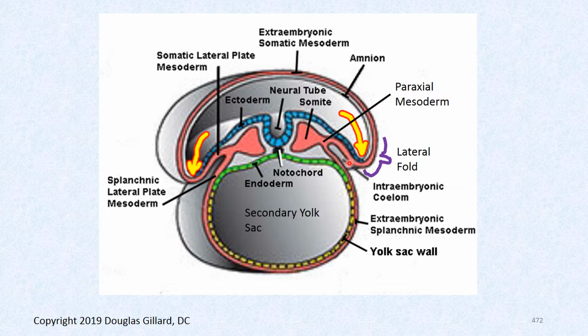And then the lateral plate mesoderm has already split into its two components. This piece would be the somatic or parietal lateral plate mesoderm, and this piece would be the splanchnic or visceral lateral plate mesoderm, and these both morph into extraembryonic mesoderm, specifically extraembryonic splanchnic mesoderm, and right here is extraembryonic somatic mesoderm. Everybody good with that? We got our intraembryonic coelom right here. The extraembryonic coelom is kind of floating out in this region here, right?